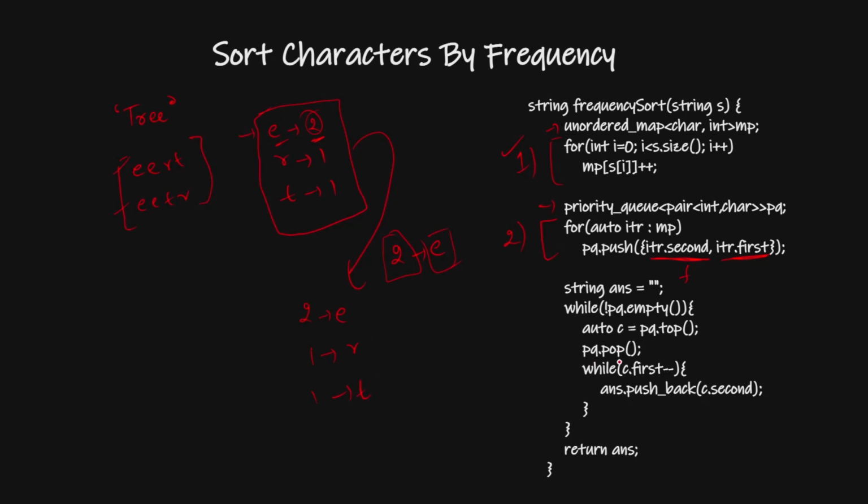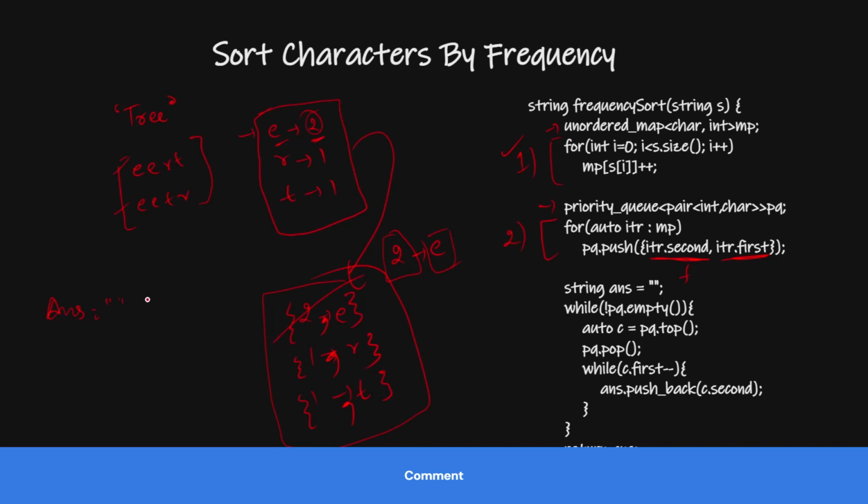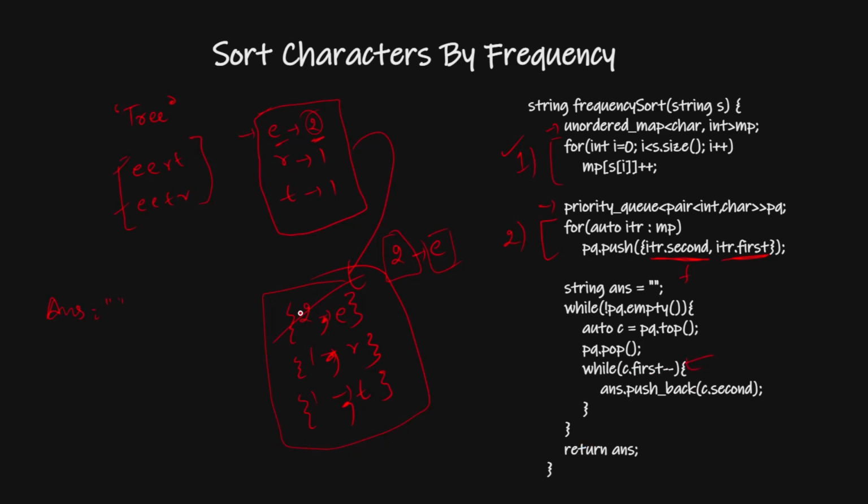This is a pair, not key-value. So I have something like this in my priority queue. Now I will start my answer as an empty string, and until my priority queue is empty, I will take its top element. So once I take the top, the first element is the frequency. So its frequency is 2.